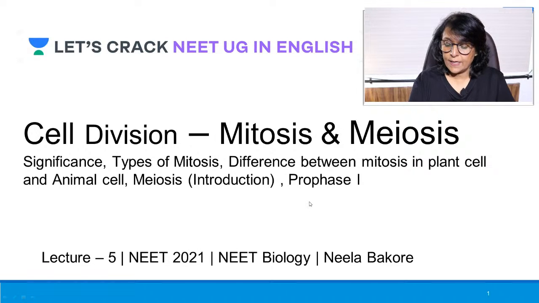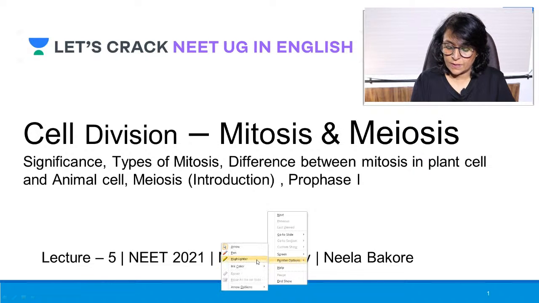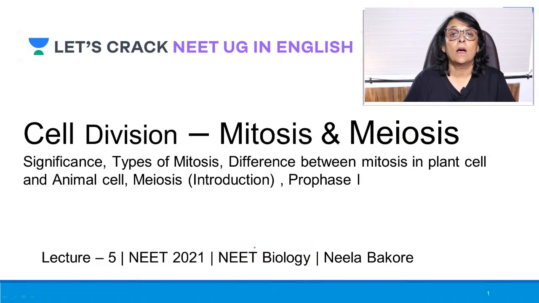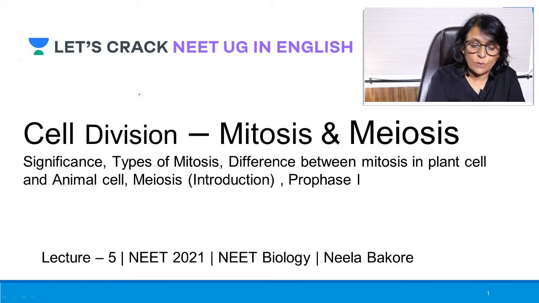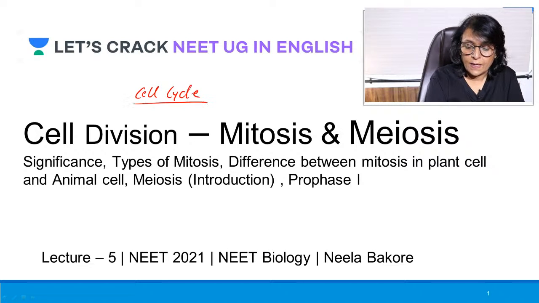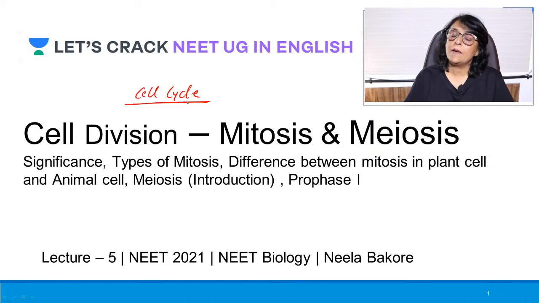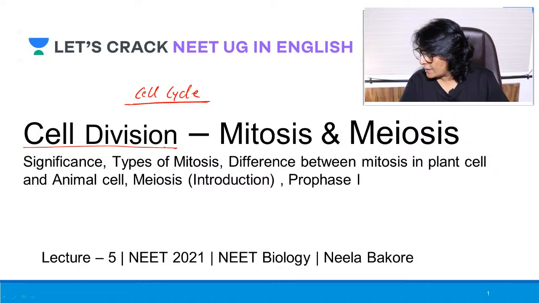And as I said, we will be starting with the same thing that we did in the previous classes, and that was the cell cycle. Now, in cell cycle, we have done pretty much everything, and we started with the cell division part, that is the division. And we discussed mitotic division in detail. So now we'll continue with the same thing.